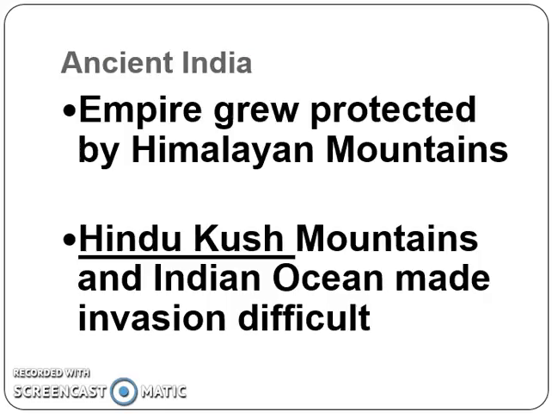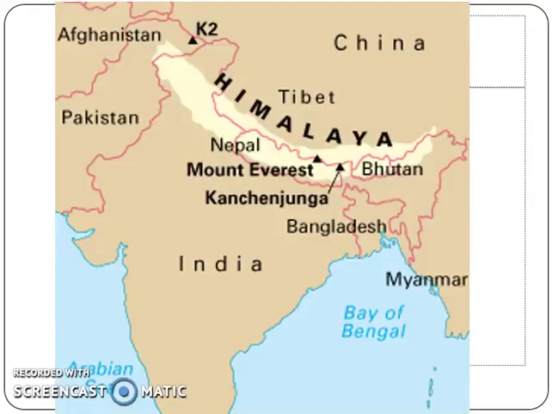So the empire grew protected by the Himalayan mountains and the Hindu Kush Mountains as well. Because it is a subcontinent, separated geographically from the rest of Asia, it provides protection. Both the Himalaya Mountains and the Hindu Kush Mountains, as well as the fact that 2/3 of the subcontinent are surrounded by ocean, would make it difficult to reach. So here's another map showing where the Himalaya are located near the Ganges River. And again, the Hindu Kush and Indus River would be in the northwestern portion here.